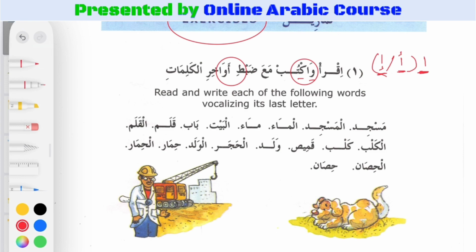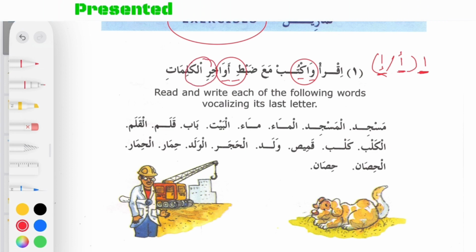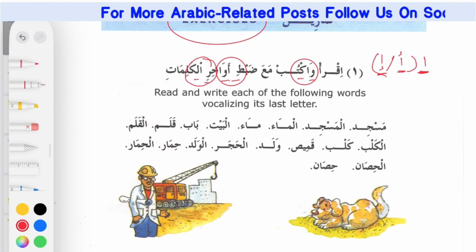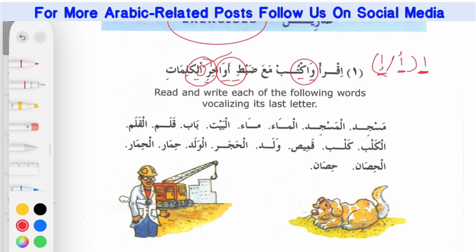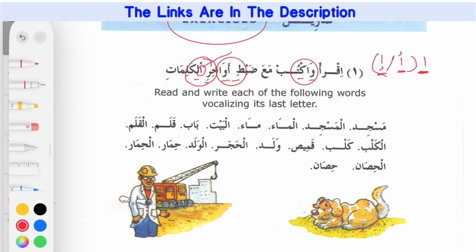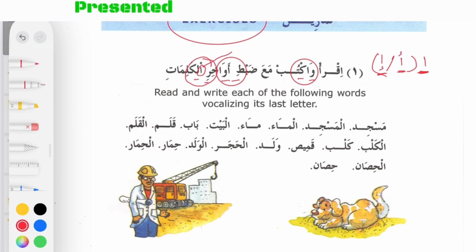مع ضبط أواخر. Yes. And then أواخر الكلمات. Ril. Ra and then lam. Because this alif has no hamza, that's why we will not vocalize it. We will not read it while combining.